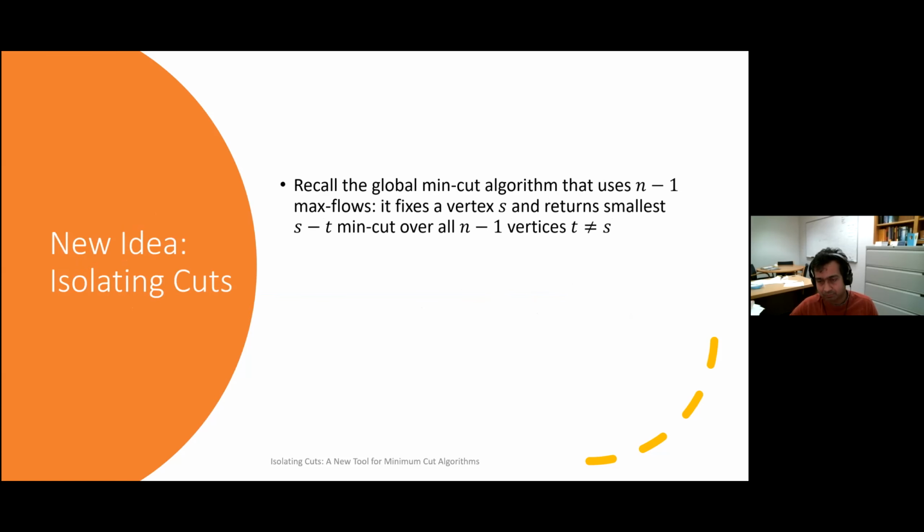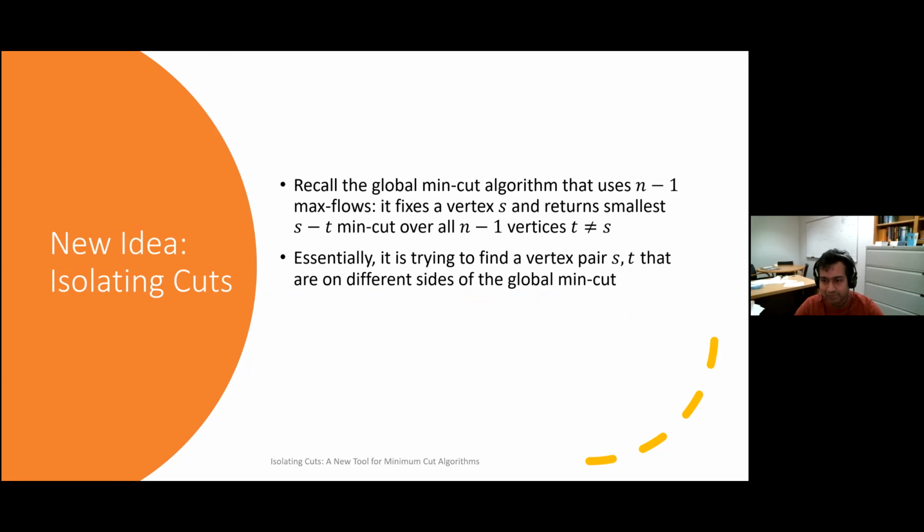Okay, so in order to understand isolating cuts, let's recall this very naive global min cut algorithm that uses n-1 max flows. So what does it do? It fixes a vertex S and returns the smallest ST min cut over all n-1 vertices T that are different from S. Now, one way of viewing this algorithm is that it essentially is trying to find a pair of vertices S and T that are on different sides of the global min cut.